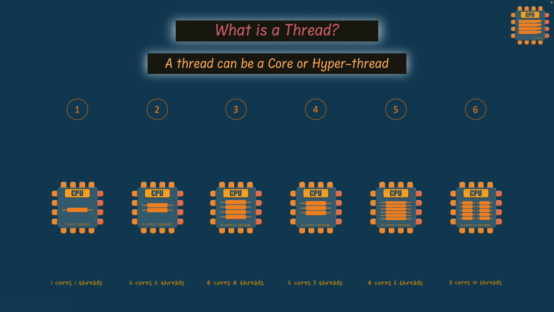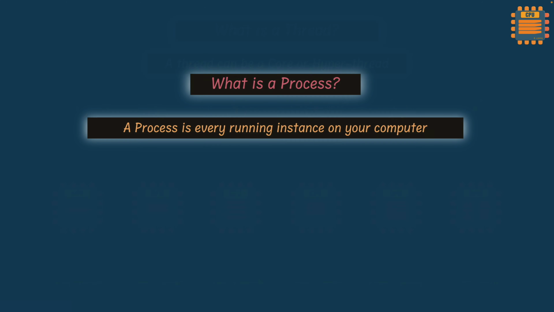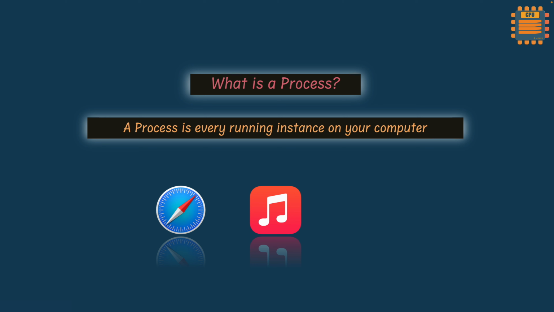I hope by now you have gained a clear understanding of CPU configurations, allowing us to progress further in our tutorial. Now, let's find and explore processes. A process is every running instance on your computer. It could be a web browser, music application, or a word processor, or any other application, whether displayed on the desktop or running in the background.